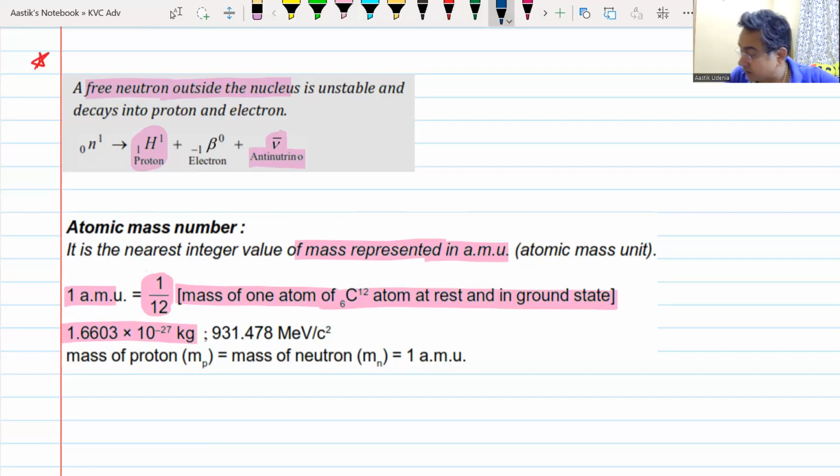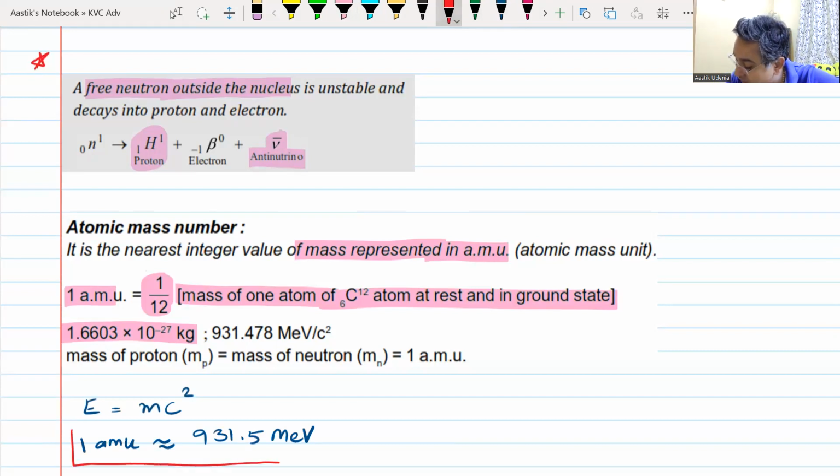Yes, sir. Now remember that by Einstein's equation, E is equal to mc square, mass into c square. Yes or no? Yes, sir. One AMU mass is approximately equal to 931.5 mega electron volt. So remember this conversion of AMU into energy.